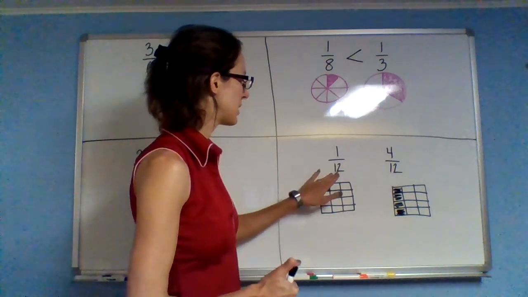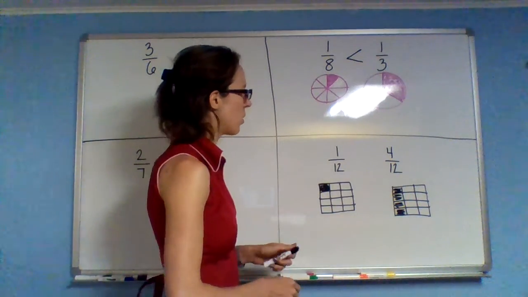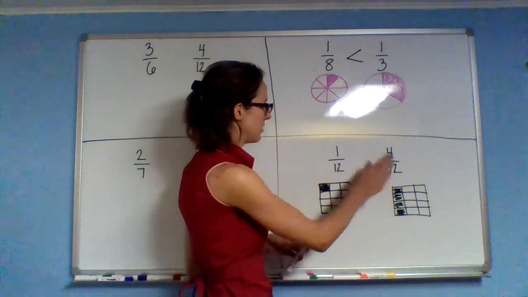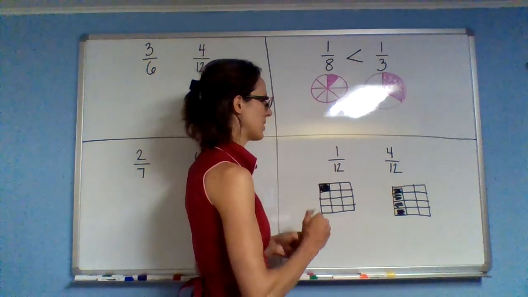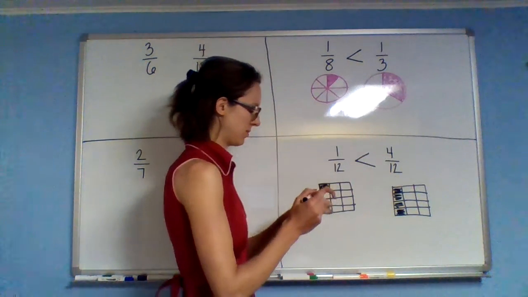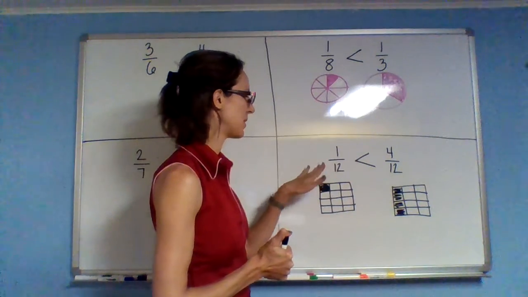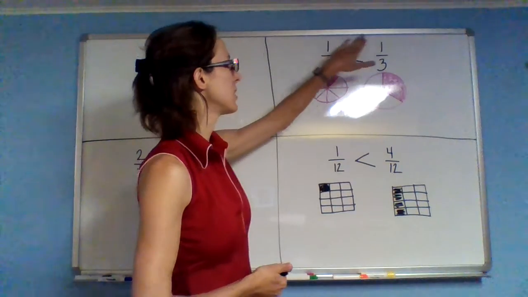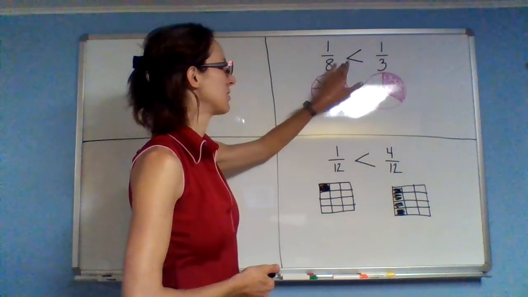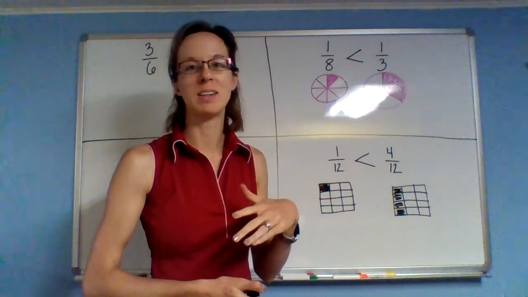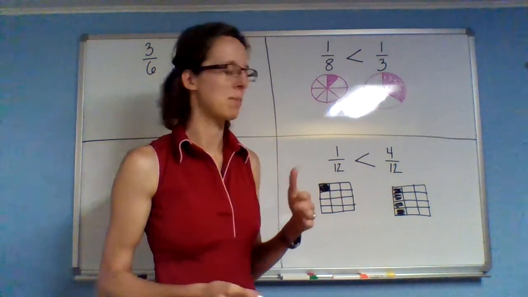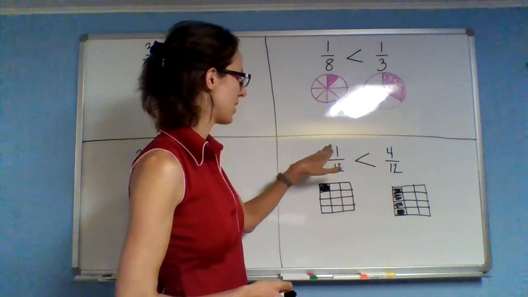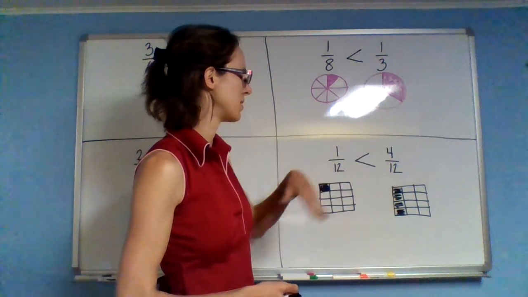In this case, because the denominators are the same, I only need to look at the numerators. Having 4 sections out of 12 is bigger than having just one section out of 12. So in this case, 4/12 is bigger than 1/12. So remember, when the numerators are the same, I compare the denominators, and whichever number is smaller is the bigger one, which is a little bit backwards. In this one, when the denominators are the same, the bottoms, I compare the numerators, and whichever number is bigger, that's the bigger fraction.